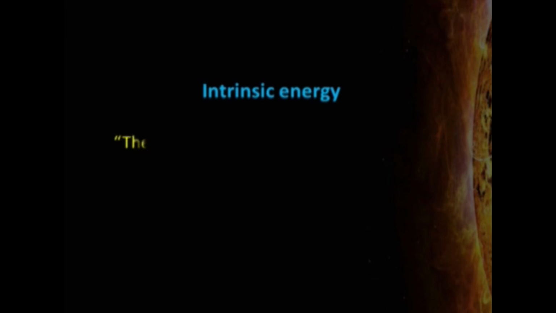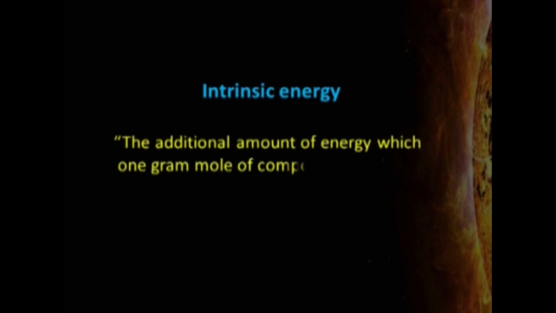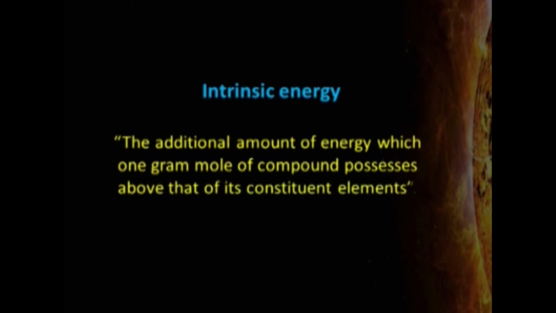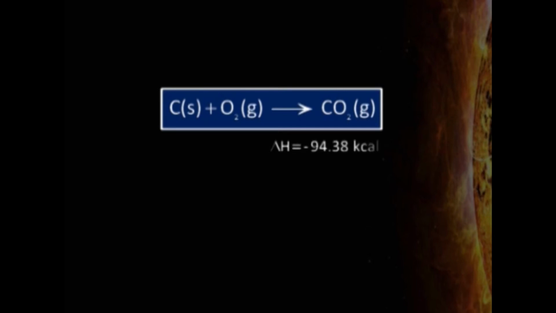Intrinsic energy is the additional amount of energy which 1 gram mole of a compound possesses above that of its constituent elements. Let us have an example. Solid carbon plus gaseous oxygen gives gaseous carbon dioxide. Here delta H of reaction, that is enthalpy of reaction, is minus 94.38 kilocalories. It means when 1 mole of carbon dioxide is formed from its constituent elements, its energy is 94.38 kilocalories less than its constituent elements, solid carbon and gaseous oxygen.